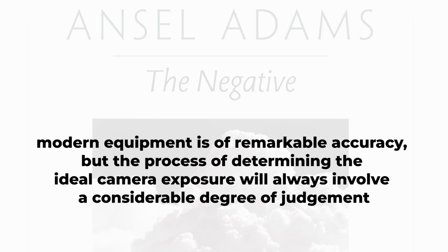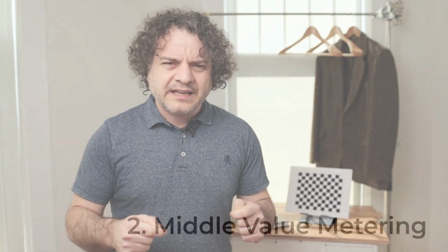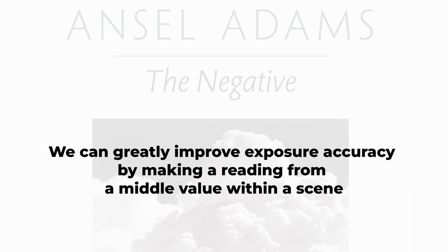Modern to him meant the handheld meter, and modern to us is our auto exposure on our phone, but his reasoning still holds true. Relative to making an automatic average exposure, we can greatly improve exposure accuracy by making a reading from a middle value within a scene. We're now moving from accepting the camera's guess at exposure to choosing one for ourselves. With this method, you've got two options. You can choose a middle tonal value from your scene to meter off, something about halfway between the lightest and darkest parts of the image.